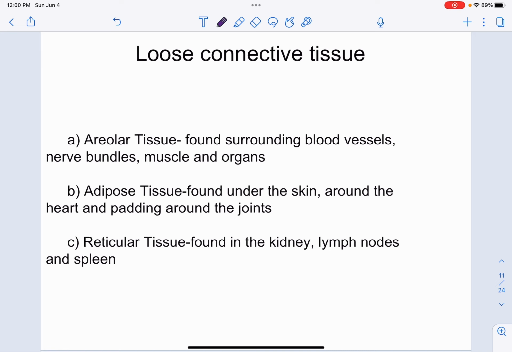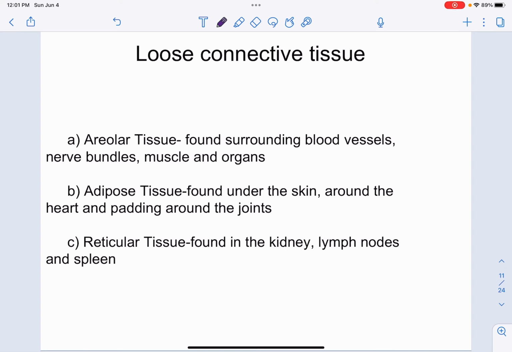So let's begin to talk about the two classifications of connective tissue. As I mentioned, you can have loose connective tissue and dense connective tissue. So let's go over the three types of loose connective tissue. And this is what we will be doing in the lab. We will be looking at the different types of connective tissue proper under the microscope.